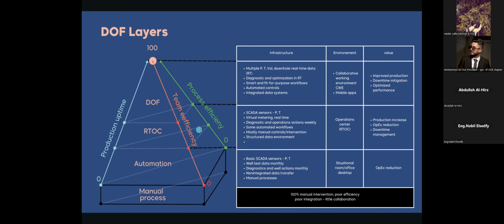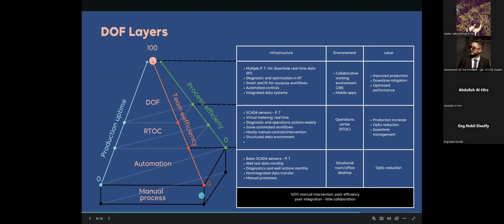This chart is the most important chart in this presentation. I hope you can pay more attention to it, because you can utilize this chart in your work if you would like to implement digital oil field, or if you want to evaluate the digital oil field status of your field. This chart can answer your questions. So we start from zero: zero collaboration, poor integration, little collaboration, poor efficiency, which is 100% manual intervention.